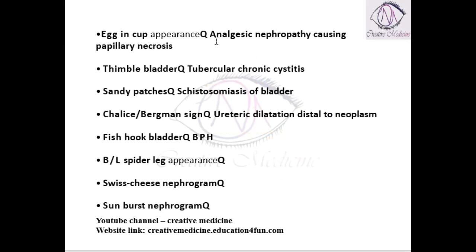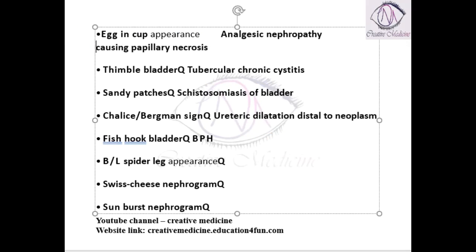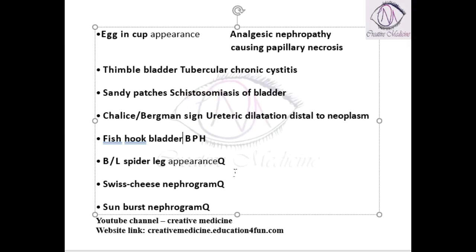Then if you see some more place names, egg in cup appearance is seen in analgesic nephropathy causing papillary necrosis. Then thimble bladder sign. This thimble bladder is seen in tuberculosis. Sorry, thimble bladder is seen in tuberculous chronic cystitis.